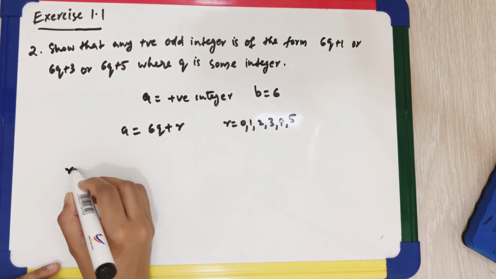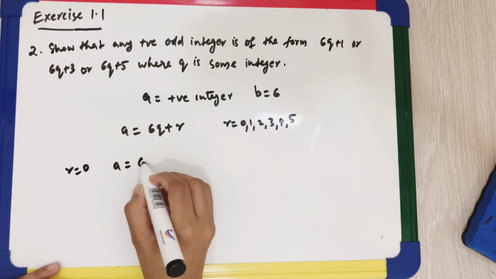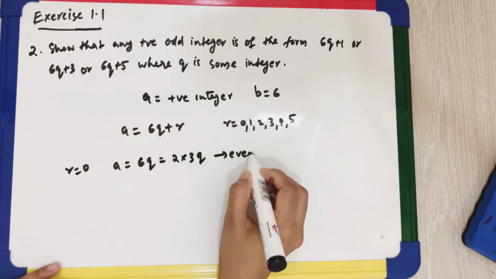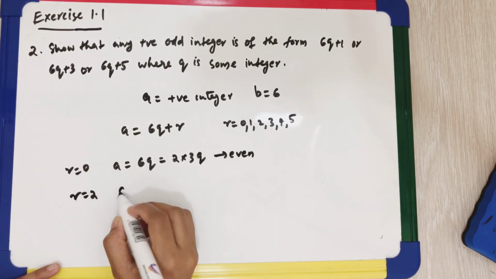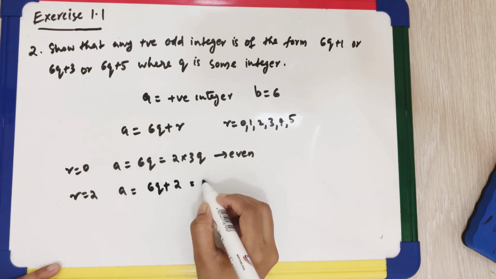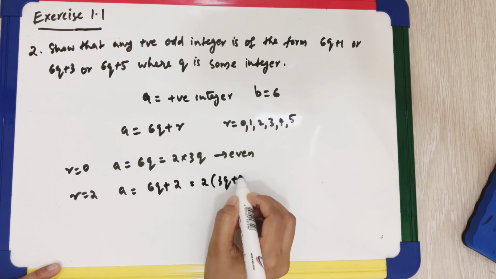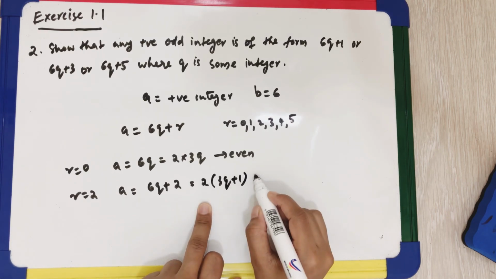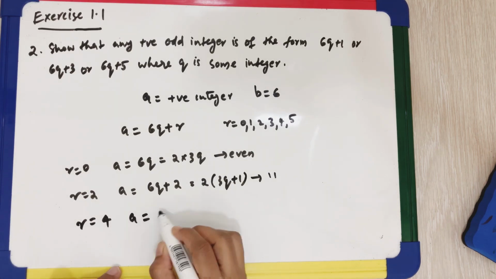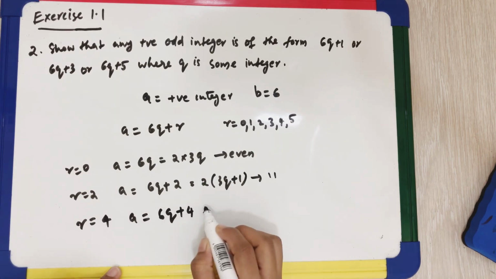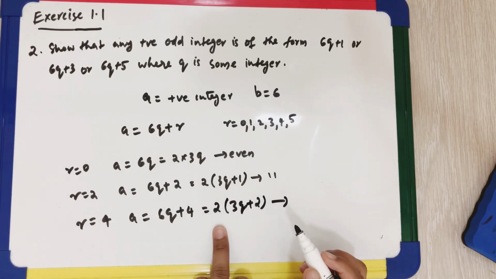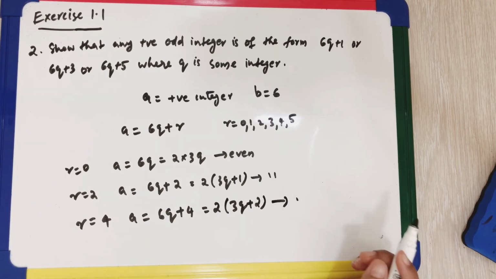r is less than b. When r is equal to 0, we get a equal to 6q, which can be written as 2 into 3q, which is even. When r equals 2, a equals 6q plus 2, which is equal to 2 into 3q plus 1, which is divisible by 2, again even. And when r is equal to 4, a equals 6q plus 4, which is equal to 2 into 3q plus 2, which is again divisible by 2, therefore it is even.